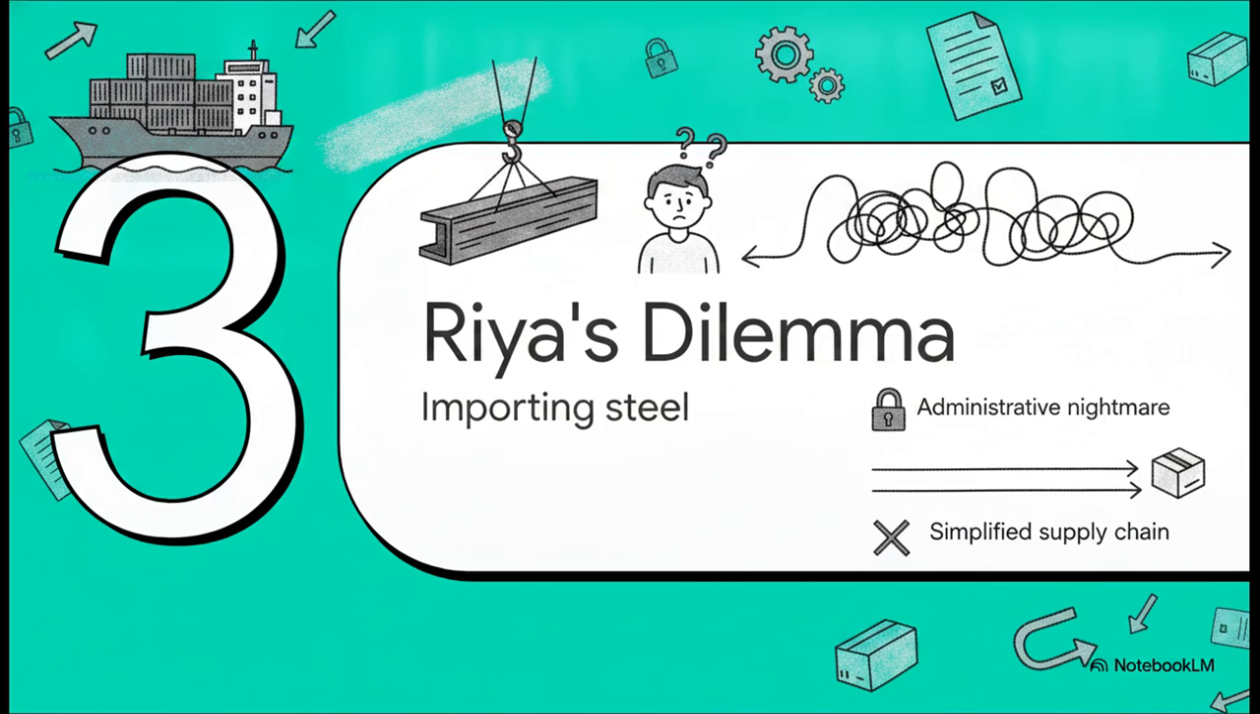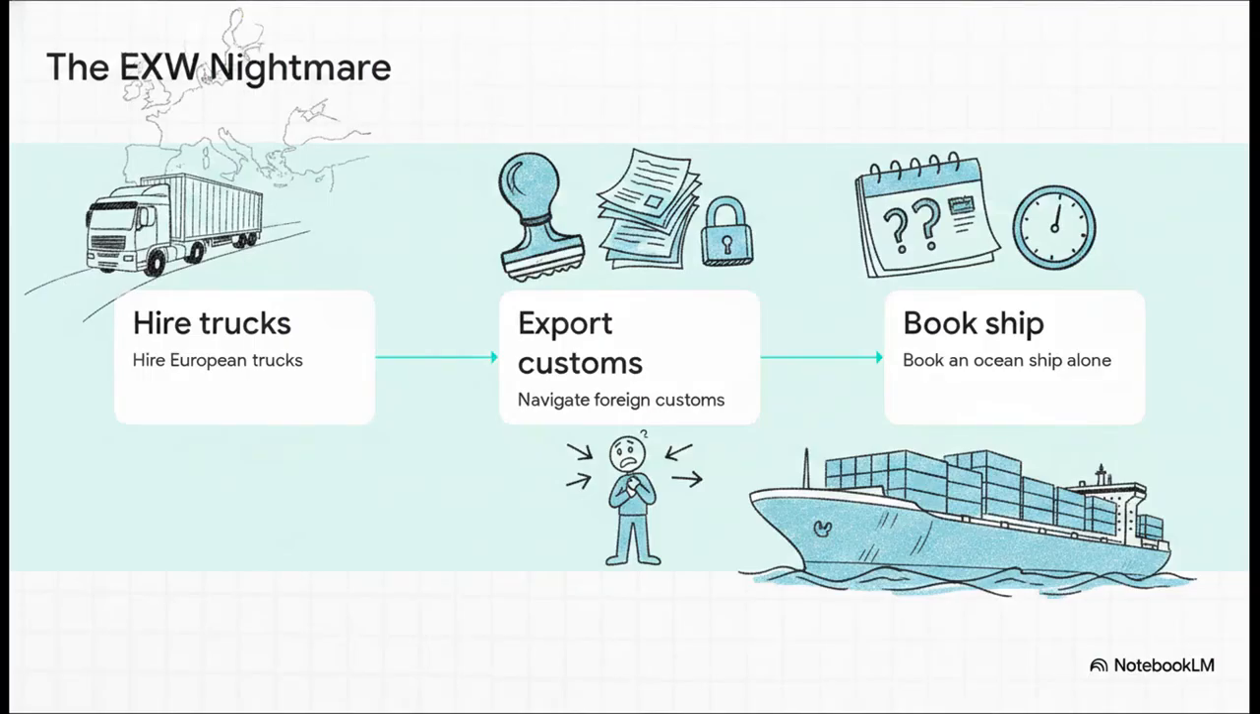All right, let's look at a real-world workplace example. RIA Steel Import Dilemma, XYZ Limited's administrative nightmare versus a simplified supply chain. So RIA works for XYZ Limited, and she's importing a huge shipment of steel from Europe. If she signs an EXW contract, she is staring down an absolute mountain of work. Step 1, she's got to figure out how to hire European trucks. Step 2, she has to navigate foreign export customs entirely on her own. And step 3, she has to book the ocean ship herself. It is an exhausting, multi-step administrative nightmare that is just going to eat up all of her time.